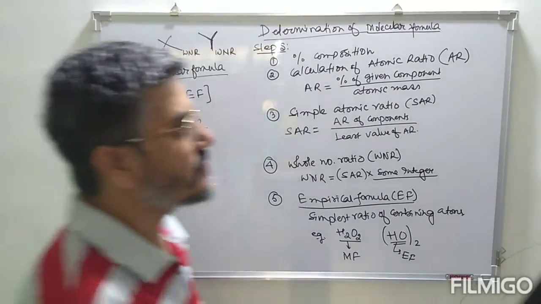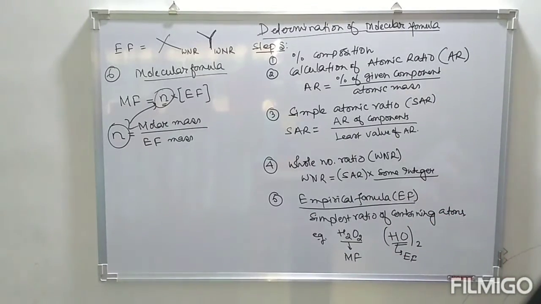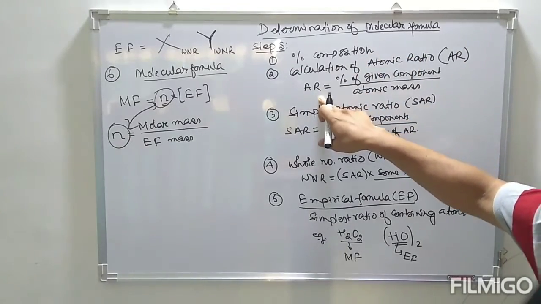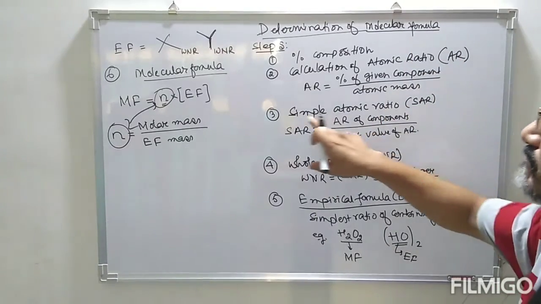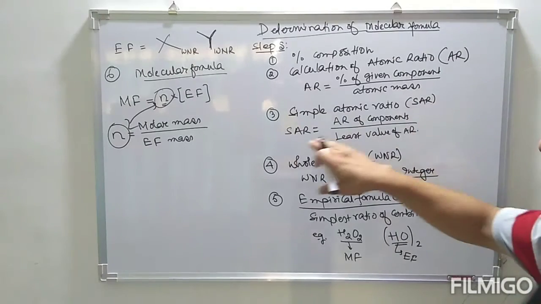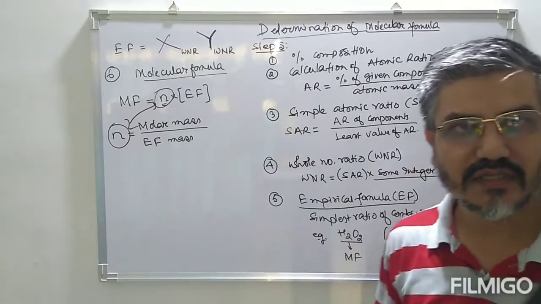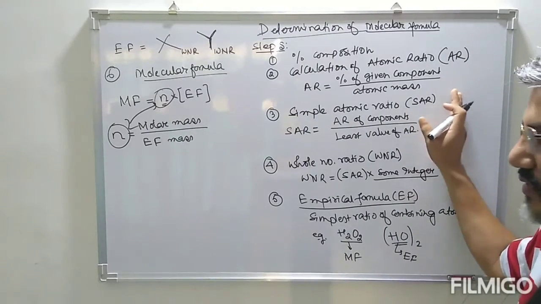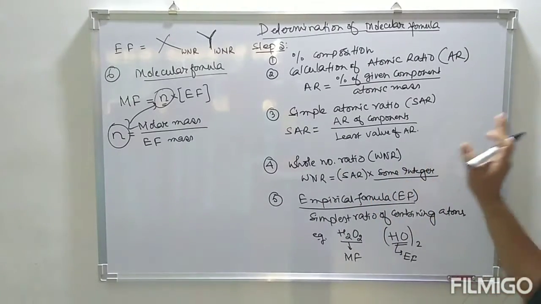So this is the whole sequence of steps used for determination of the molecular formula from the percentage composition. The first step is to find the percentage. From the percentage we define the atomic ratio. The atomic ratio is the percentage divided by the gram atomic mass. Then we have the simple atomic ratio, which is the atomic ratio of the given component divided by the least value amongst the atomic ratios. In most cases this comes out to be a whole number ratio, but if not, convert it to a whole number ratio by multiplication with the simplest integer.